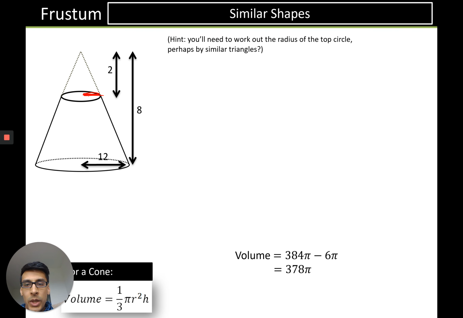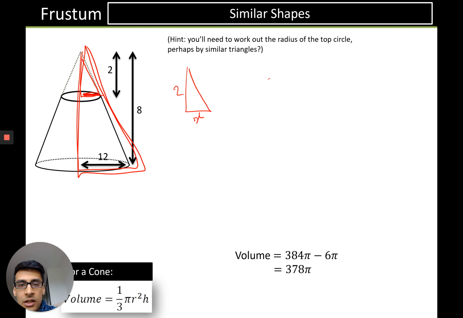So in this case, we have to use similar shapes or similar triangles. So the first triangle you'll notice, or I'm going to show you, is this one here. And you can see the height, I'm going to sketch it out on the side. The height is 2. The radius, we'll call this x. And then the second triangle, the big one, again, I'll sketch this out here. It's a similar triangle where the radius is 12 and the height is 8.